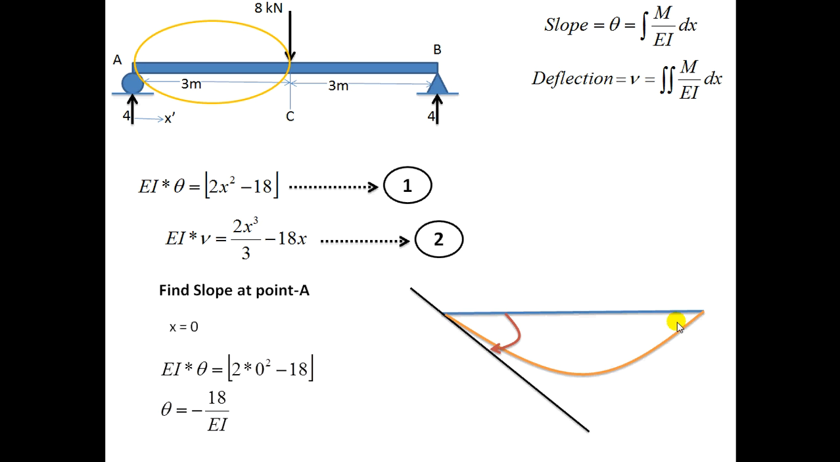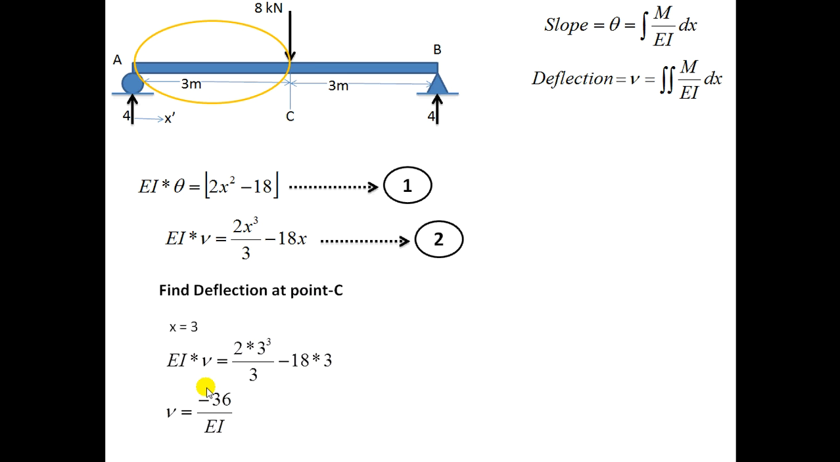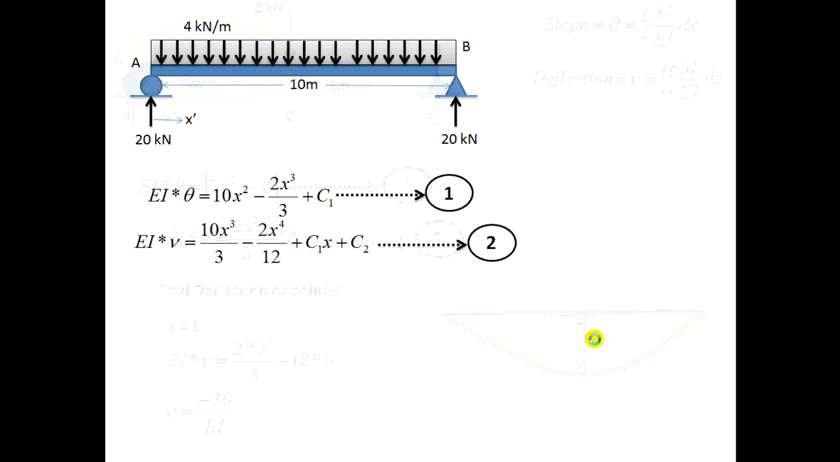This is the expected deflected shape of this beam. The second question that can arise is to find the deflection. Here in the last one there was slope, and now find the deflection at point C. What is the deflection value at point C? Put x equal to 3 in the second equation, and I will get the deflection at point C, which is this one, negative, downward from the base blue line.